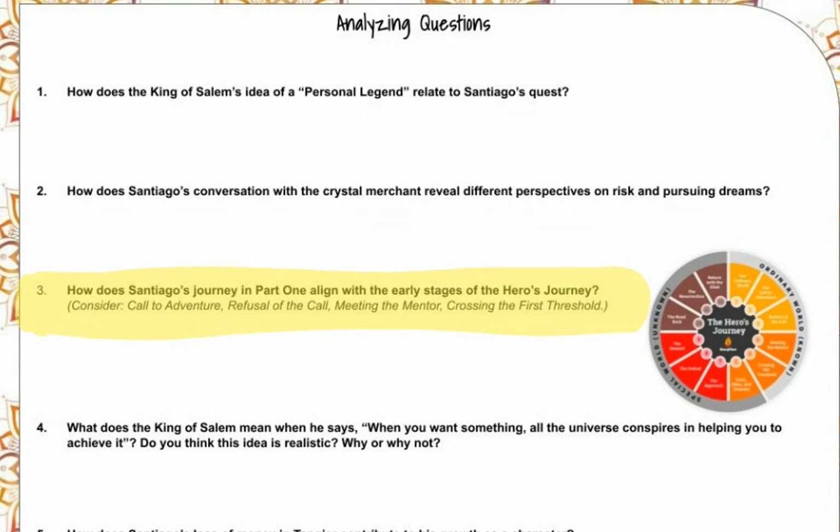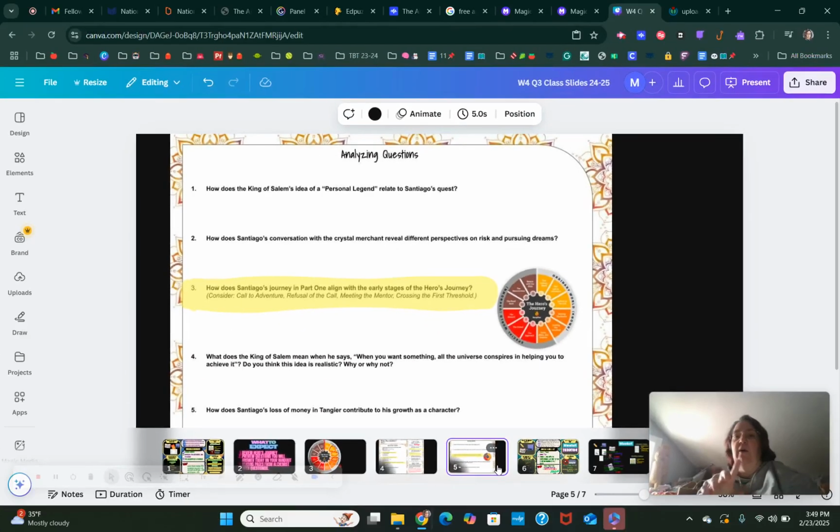How does Santiago's journey in part 1 align with the early stages of the hero's journey? So this is where you're going to be gathering that information and thinking about what is his call to adventure, who are his mentors, and things like that. So you're going to have to outline those things in that question when you answer it.